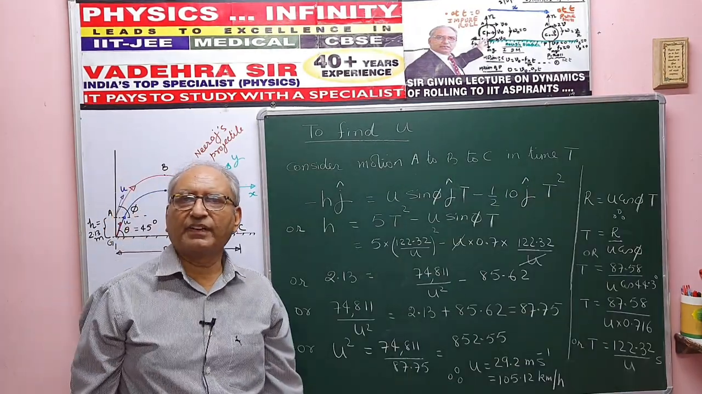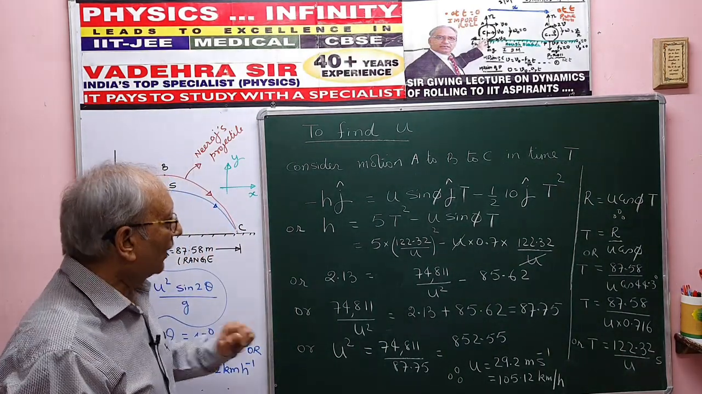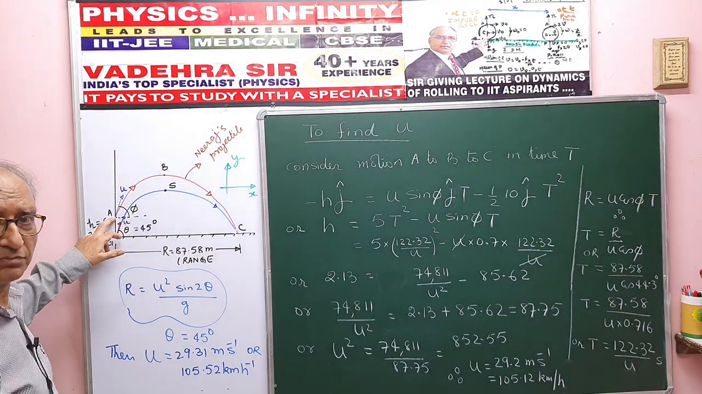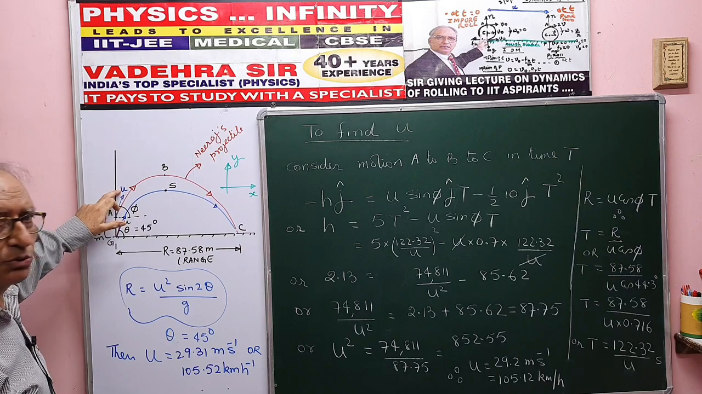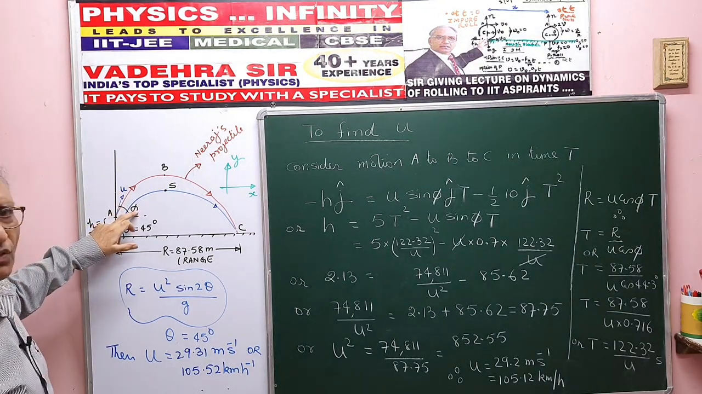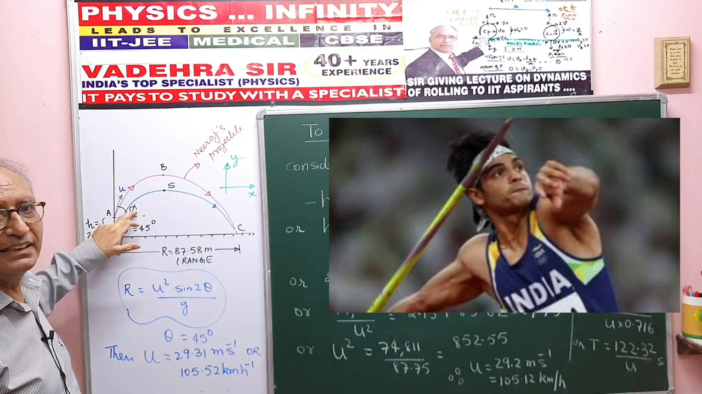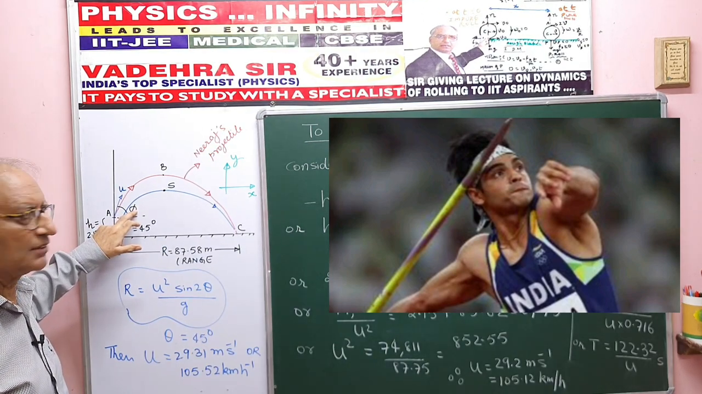Okay, now let us try to find out the velocity at which he launched the javelin. Well, here you are. He launched the javelin from the point A, 2.13 meter above the ground, with the velocity u, making an angle phi. Now phi we have calculated, 44 degrees and 17 minutes. So I'll use the values of cos phi and sin phi in my calculations.